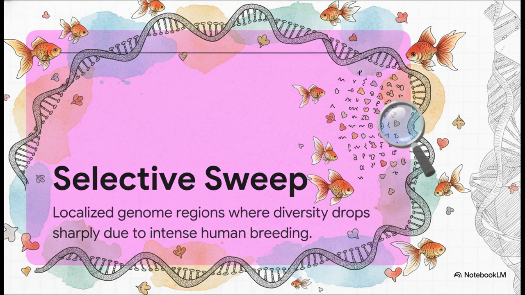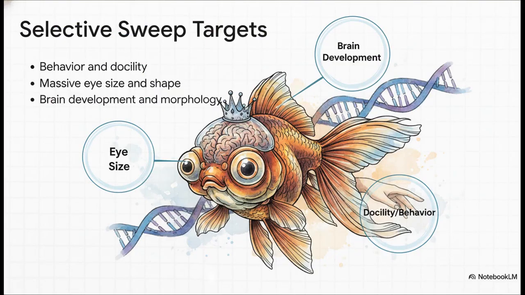These are called selective sweeps. So while the whole genome got more diverse overall, the very specific areas controlling the traits humans wanted, their diversity plummeted, dropping by up to 4-fold. And the genes caught in those sweeps, they perfectly mirror what humans have been hunting for over the last millennium. When researchers analyzed these specific sweep regions, they found them heavily enriched for genes controlling things like behavior and docility, massive eye size, and brain development.